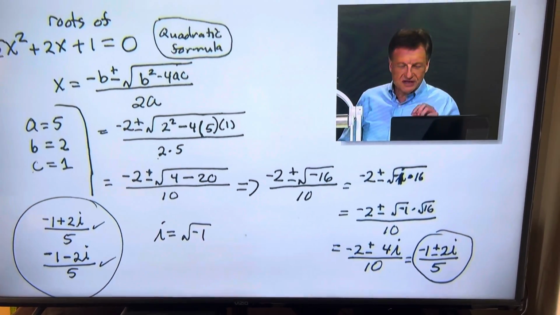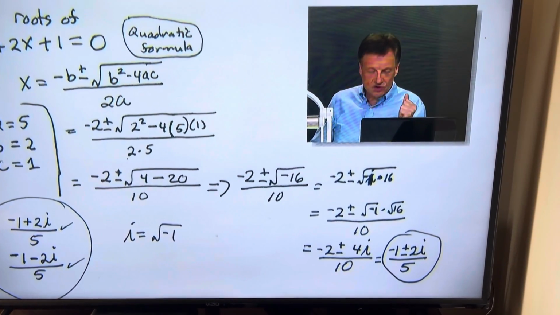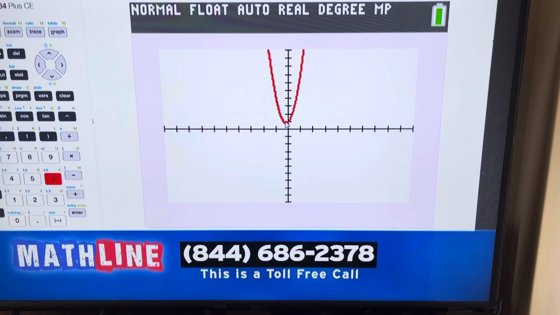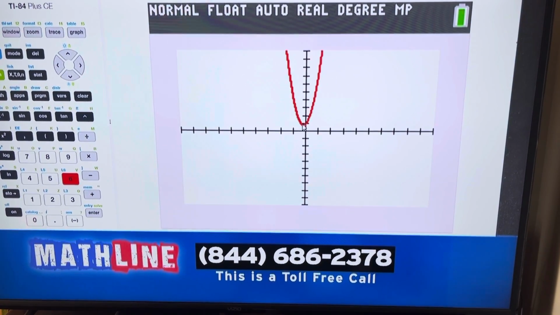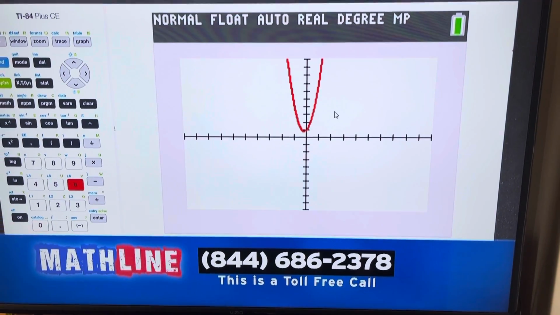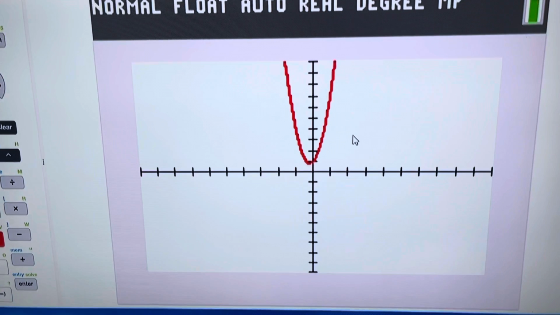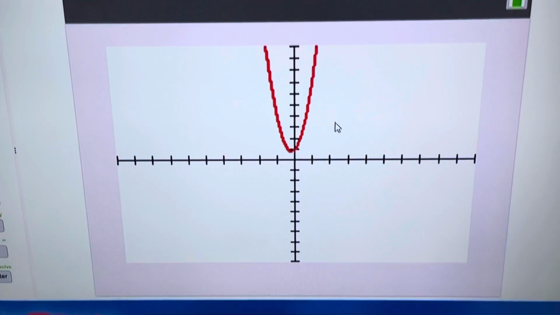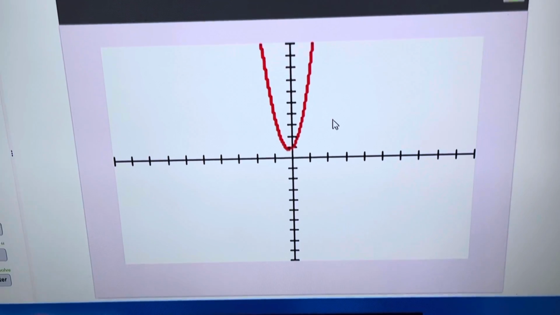And like I said, the problem is if the graph does not cross or get to the x-axis, like we got here, and you'll see this when you look at it again, my friend, that means our roots are complex or imaginary, depending on how our a, b, and c fall. Okay? And that's your story for today.